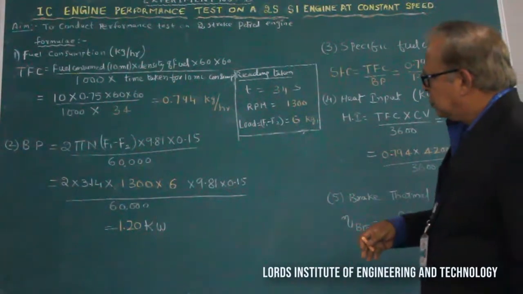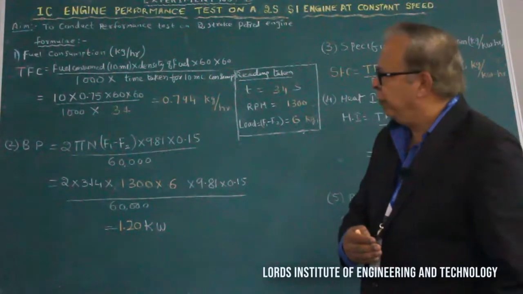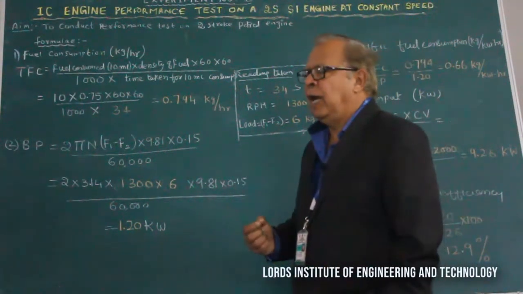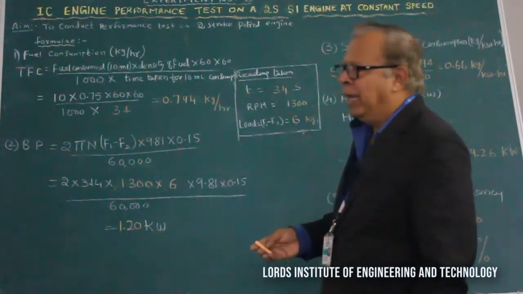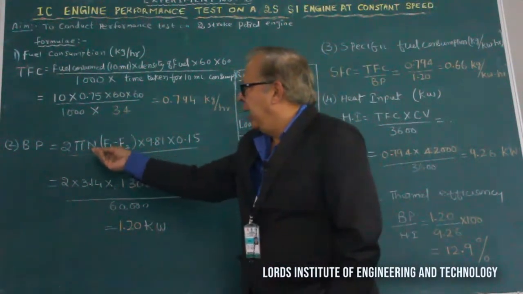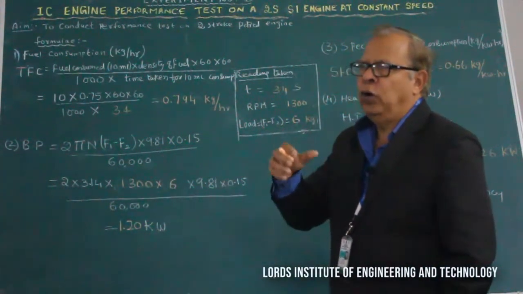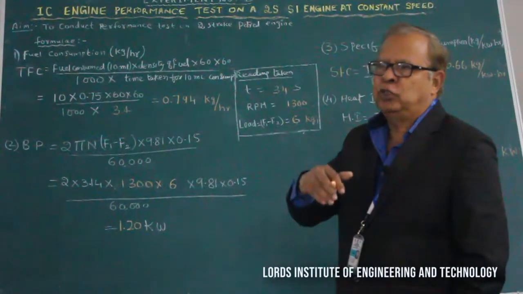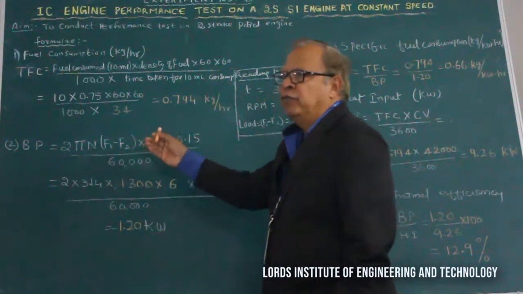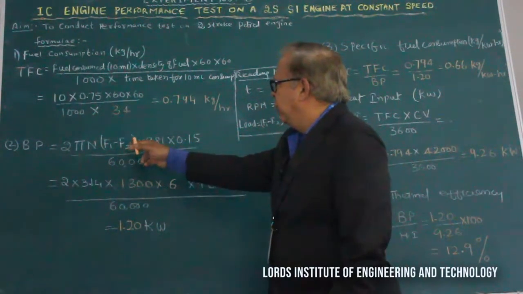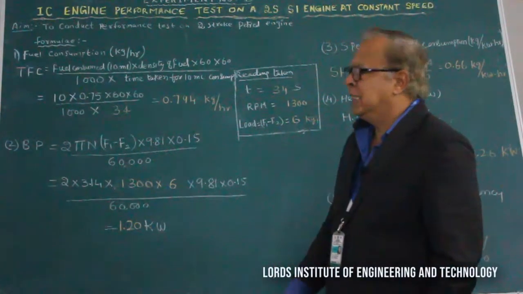Right. Now we will calculate the brake power which is available at the crankshaft. Brake power, as I told you, is given by 2 pi NT. Here 2 pi N is the revolution of the crankshaft, and F1 minus F2 is the load which we apply, that is spring balance 1 and spring balance 2, the difference of which we have seen, and we have calculated that the load F1 minus F2 is equal to 6 kgs.